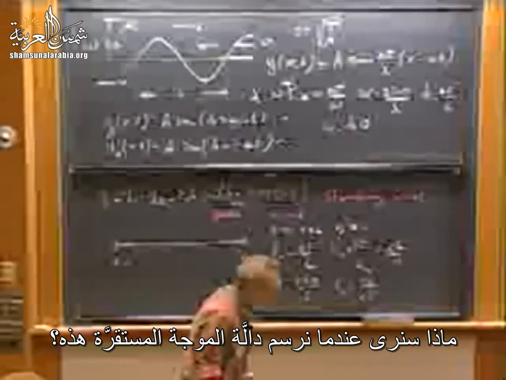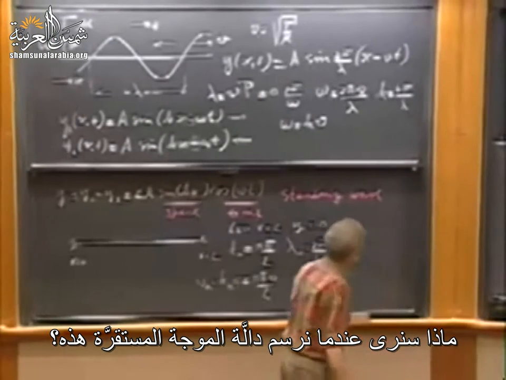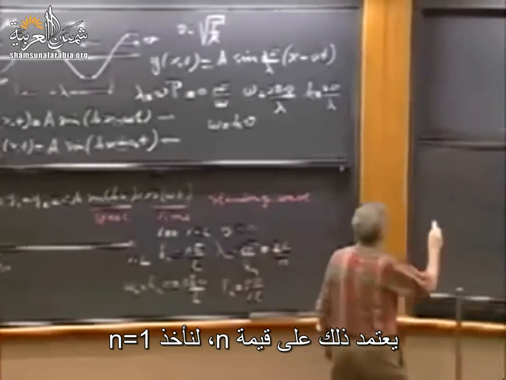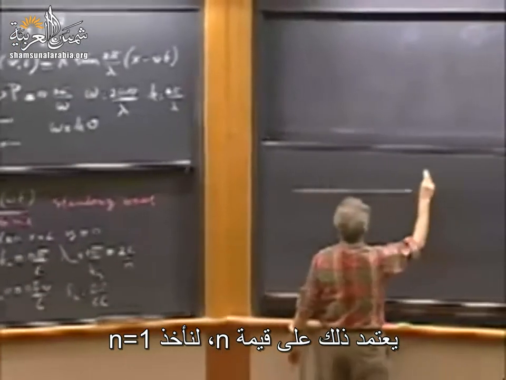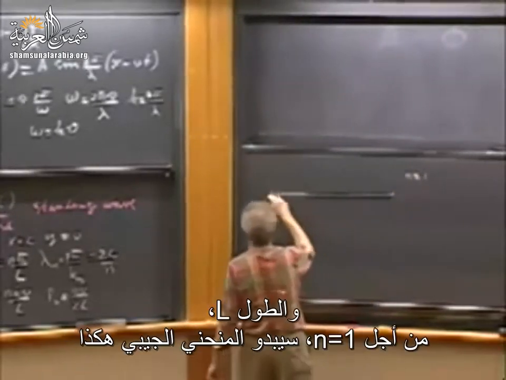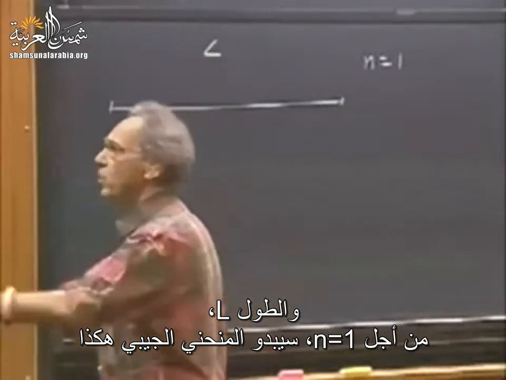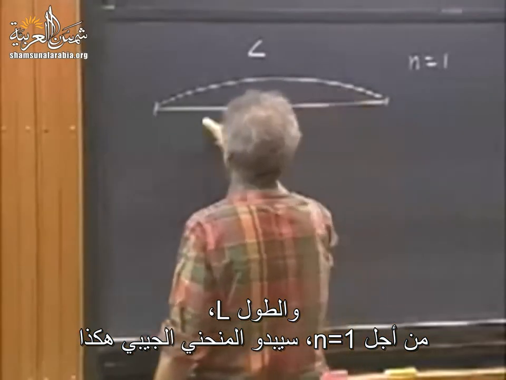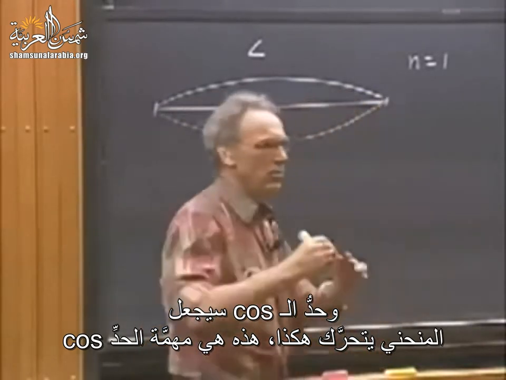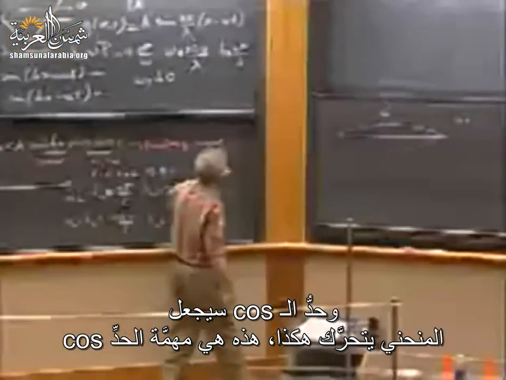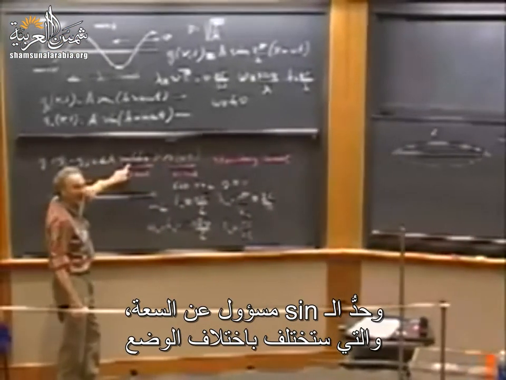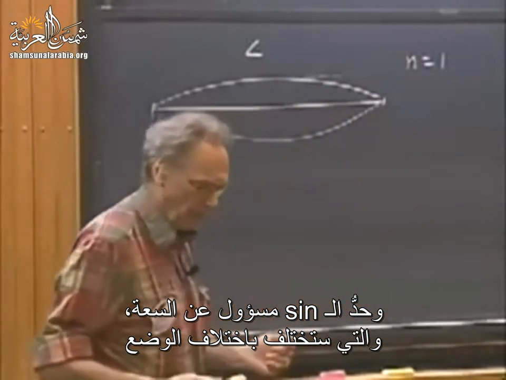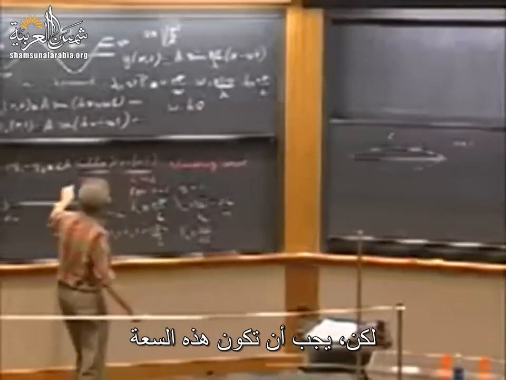And so what are you going to see when you plot this function, this standing wave function? Well, it depends on the n number. Let's take n equals 1. And so the length is L. If you plot that sinusoid for n equals 1, it looks like this. And then the cosine term will make it do this. That's the task of this cosine term. The sine term is just this thing, which would have an amplitude that could be different, of course, for the different modes, but it would be this amplitude that you see here.